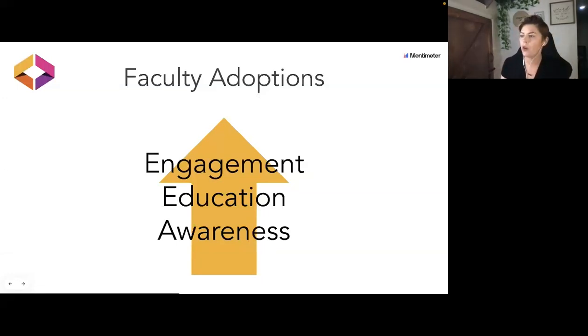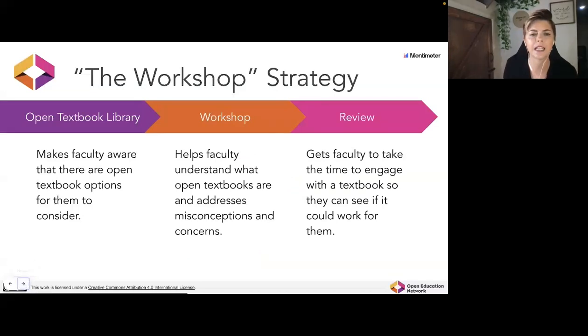So when we talk about awareness, education, and engagement, what do these really mean? How do we actually use and deploy them? So what we're going to do is walk through how this strategy is deployed through the faculty workshop. And we call this the faculty workshop strategy. What that means is the faculty workshop strategy really uses this well-rounded approach, again, of awareness, education, and engagement. So how can we integrate the open education library? How can we educate faculty about not only issues their students are facing, but open as a means of alleviating some of those problems?